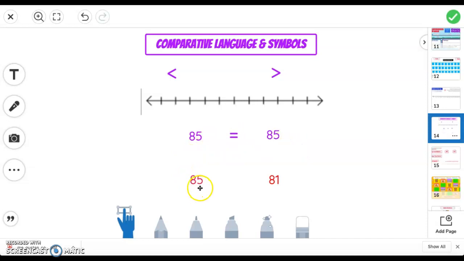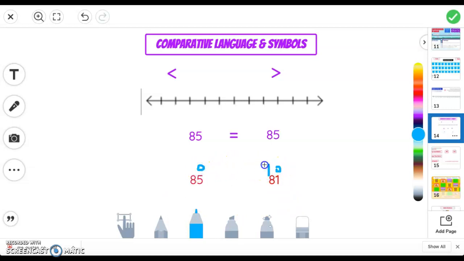Now with 85 and 81, these numbers are not equal. They are different. I can tell by the digits. This has a 1 in the ones place. This has a 5. But both of them have an 8 in the tens place. So what do I do when one of the digits is the same? We always want to start with the digit that has the greater value. So I know that tens are greater than ones.